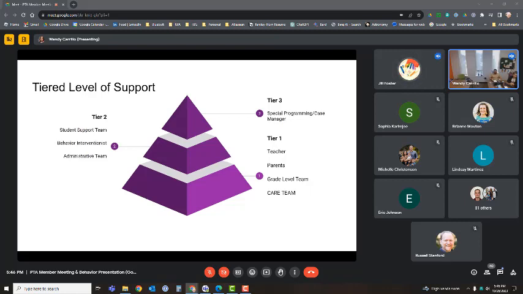What are those supports? If there are some areas of concern system-wide or campus-wide, then we start to discuss those and see what interventions or supports we can put in place to help support our students. Our care team typically meets at least once a month, but right now we are meeting a little more frequently, like every two to three weeks, just to review where we are.